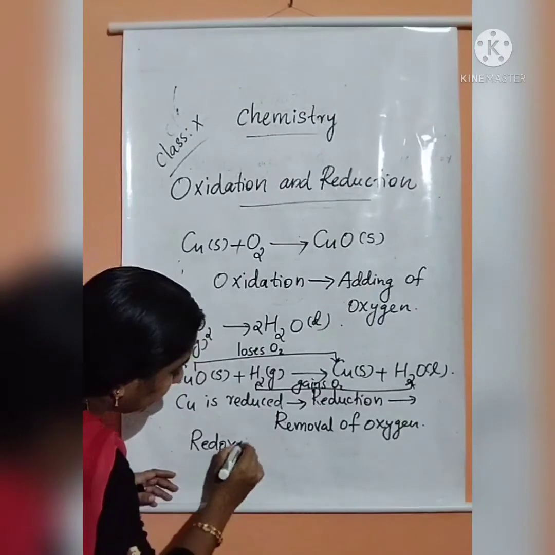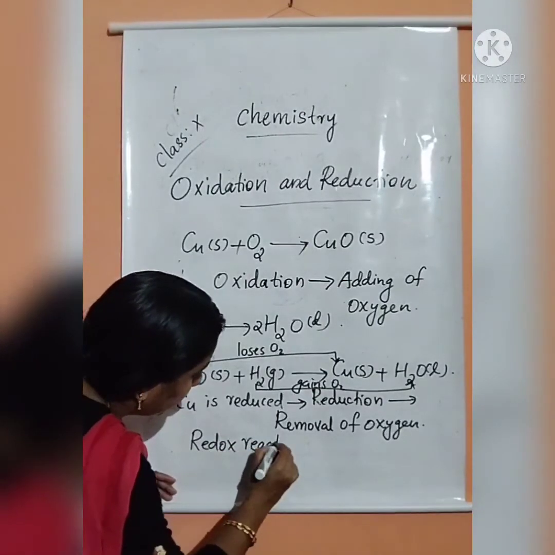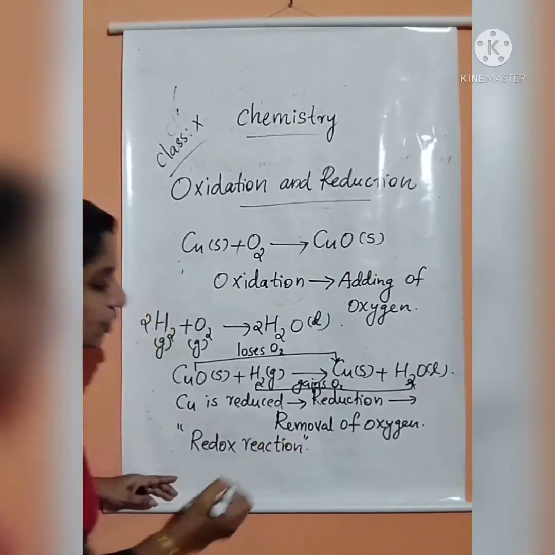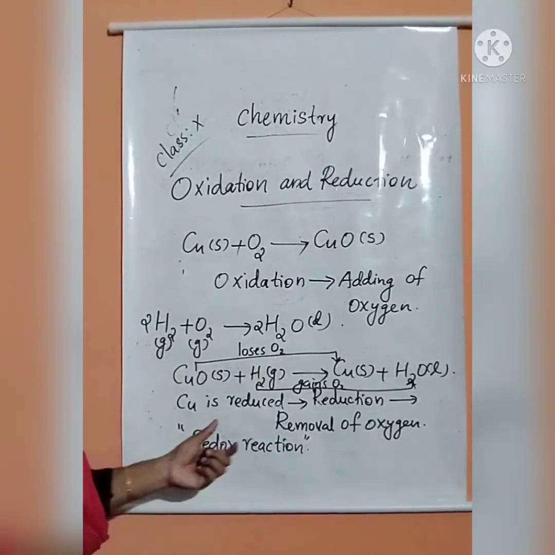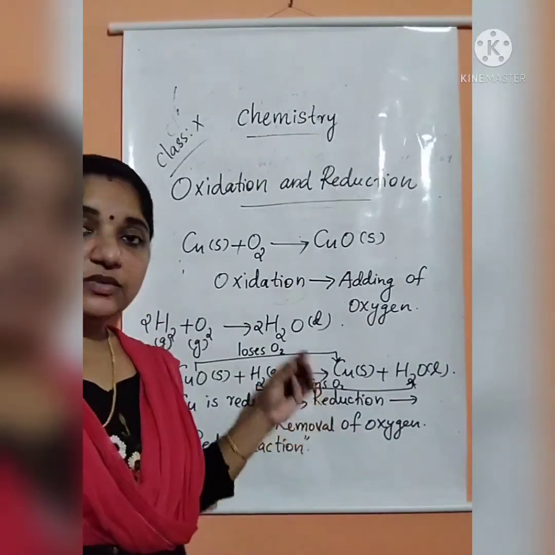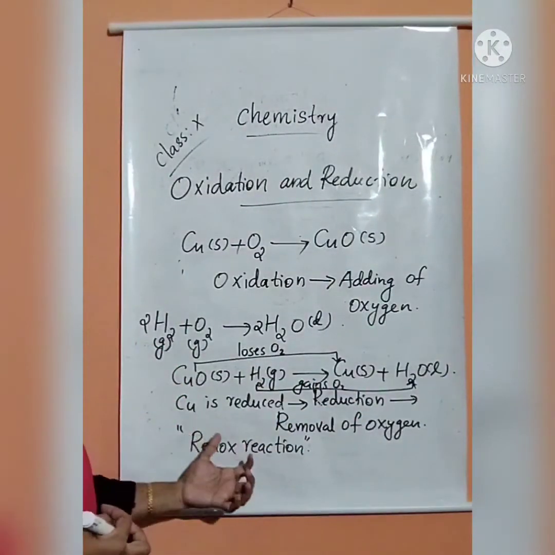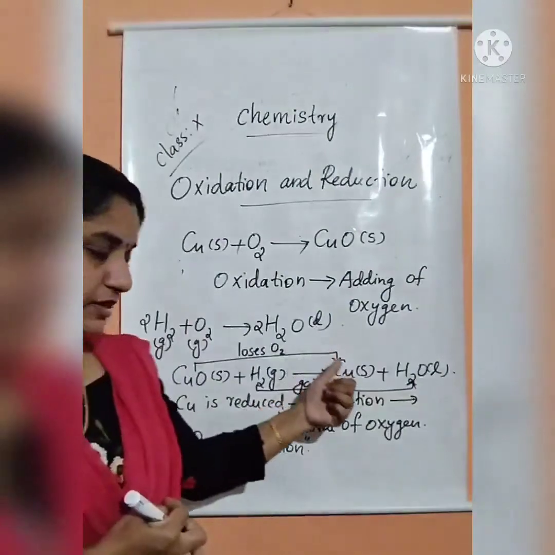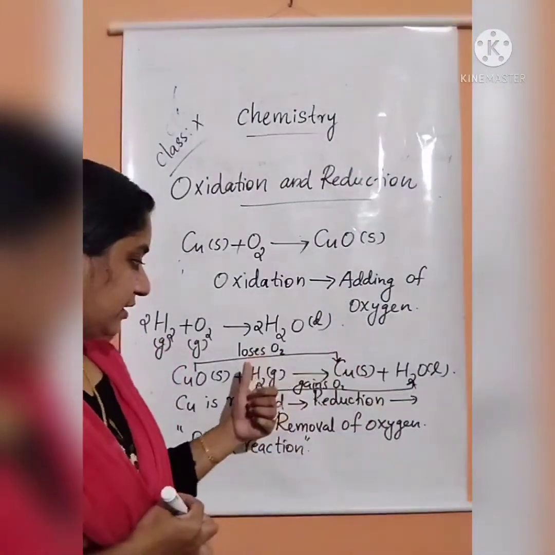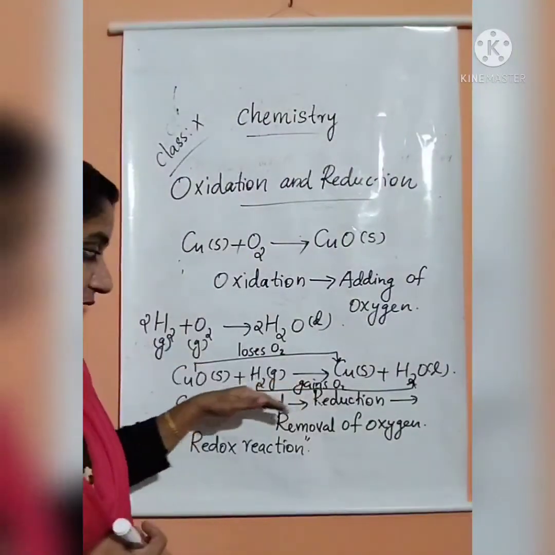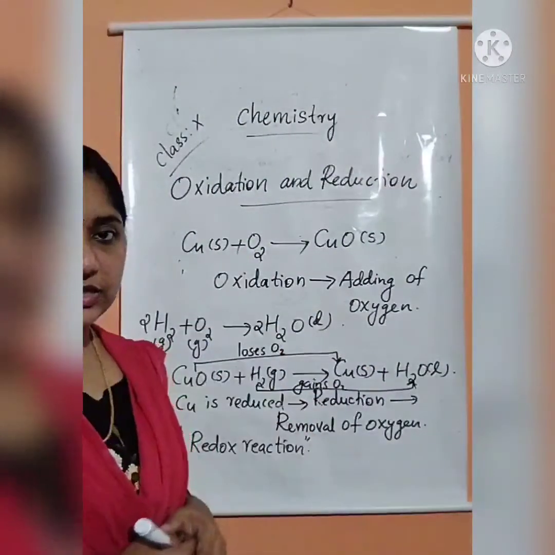Redox reaction. Redox reaction means both oxidation and reduction take place in one reaction. Okay, that type of reaction is known as redox reaction. Here copper oxide is reduced and hydrogen gas is oxidized. So we can say that this is a redox reaction.